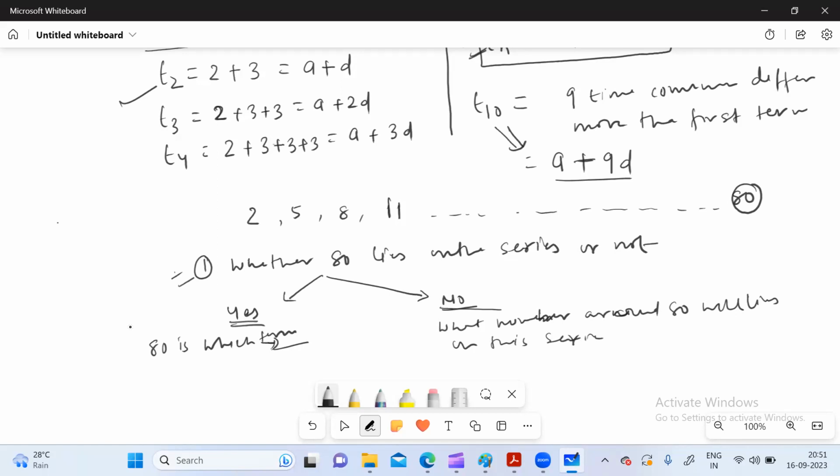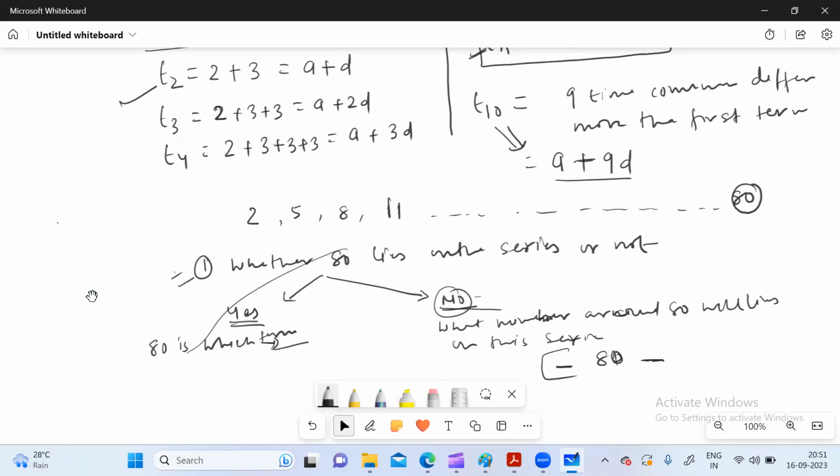Of course, there will be two numbers. One will be below 80 and one will be above 80. So if 80 is not lying on the series, we actually have three questions, but two at a time. If it is yes, then these two questions will be valid. If it is no, then these two questions will be valid.